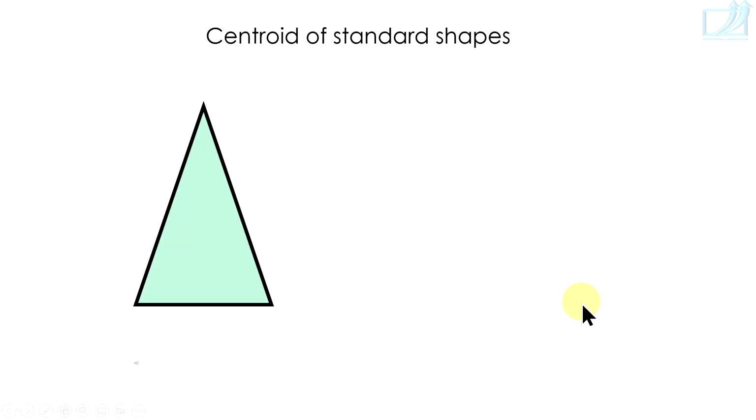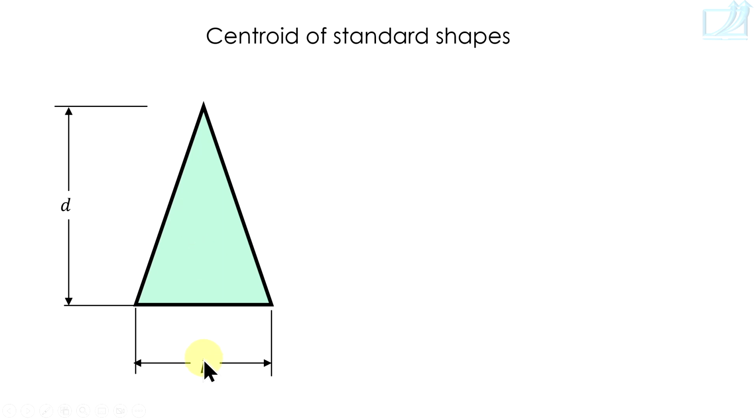Isosceles triangle is a standard shape. So here is an isosceles triangle of base B and height d. Isosceles triangle is a symmetrical triangle. So I have drawn axis of symmetry which joins apex and center of base. Centroid of an isosceles triangle lies on its axis of symmetry.